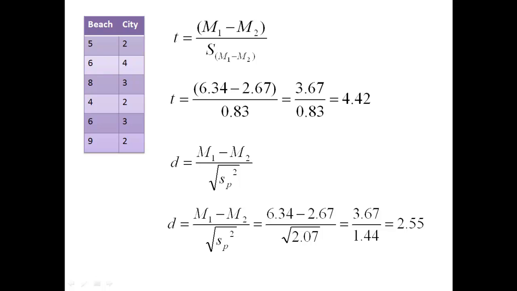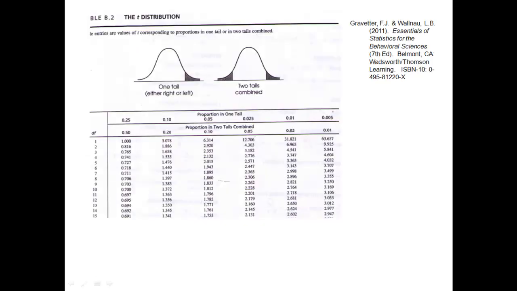Okay, so now we know our t-calc and we know our Cohen's d, and we need to express what this means in some way. Did people have a difference in how happy they were at the beach or the city or not? We don't know. Well, the way that we're going to answer that question once we've calculated t is we're going to look at a t-table. This should look very familiar to you. It is the t-table. You've already used this for the single sample t-test, so all we're doing is using it again for the independent samples t-test.